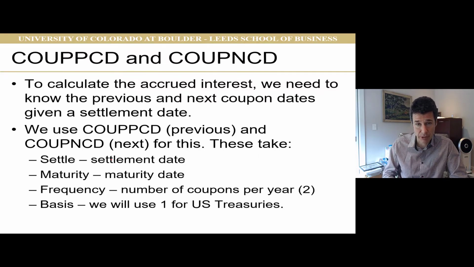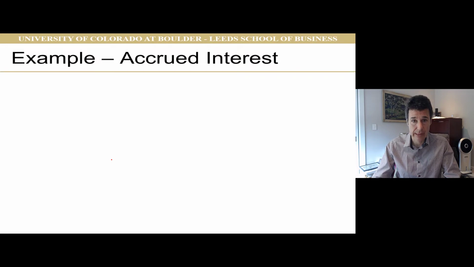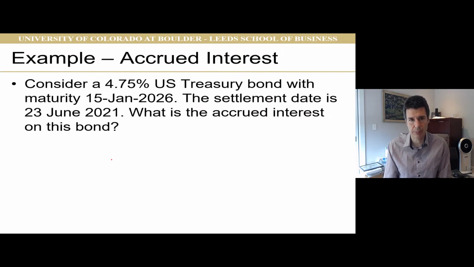Now for our purposes, because we're dealing with US Treasury bonds, the frequency is always 2 and the basis is always 1. If we were doing US corporate bonds, we'd use a different basis. If the bonds paid coupons not twice a year but 4 times a year, frequency would be 4, and so on. But for us, frequency is always 2, basis is always 1. So let's do an example.